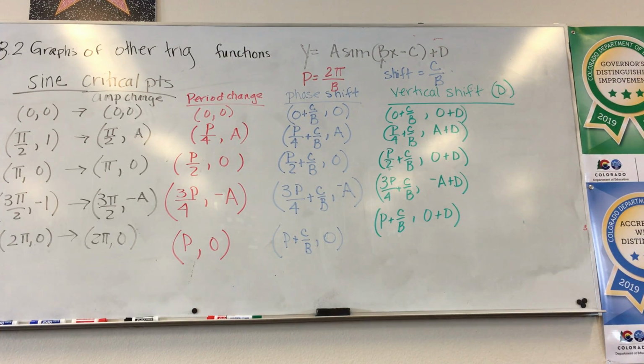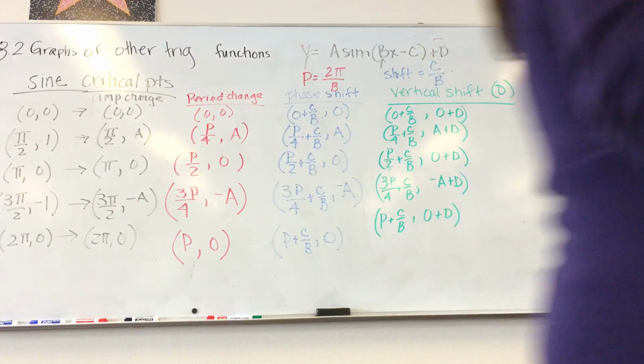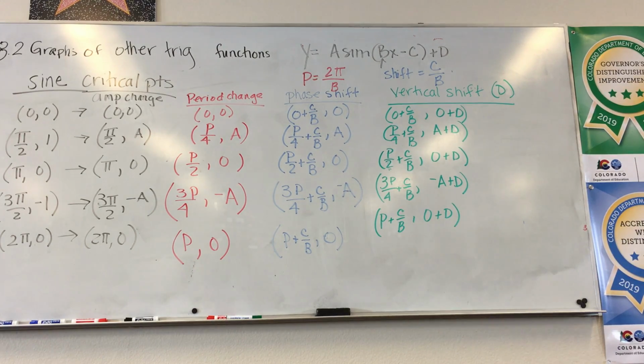So once we graph the sine function, graphing the cosecant becomes super, super easy. Let me show you what the cosecant looks like, because it looks kind of crazy. Don't freak out. It just looks a little crazy.